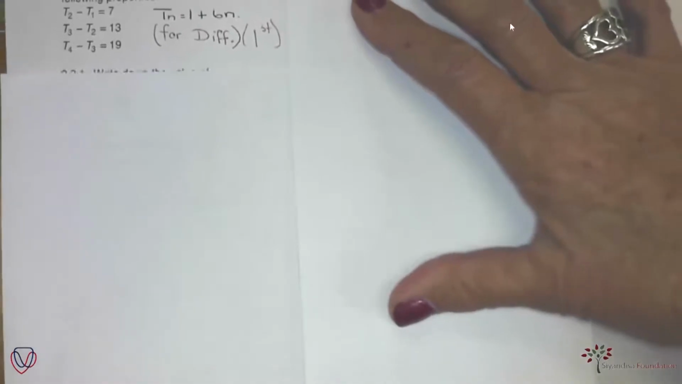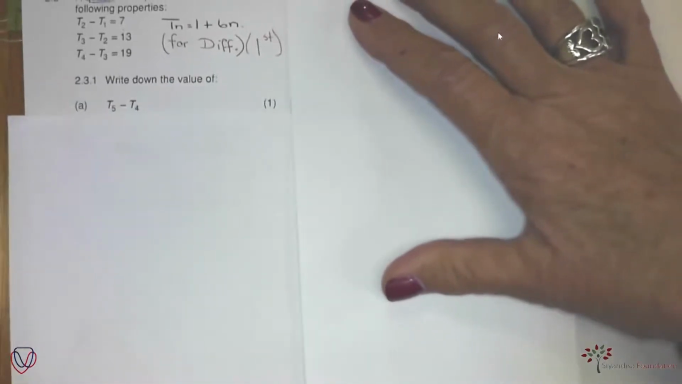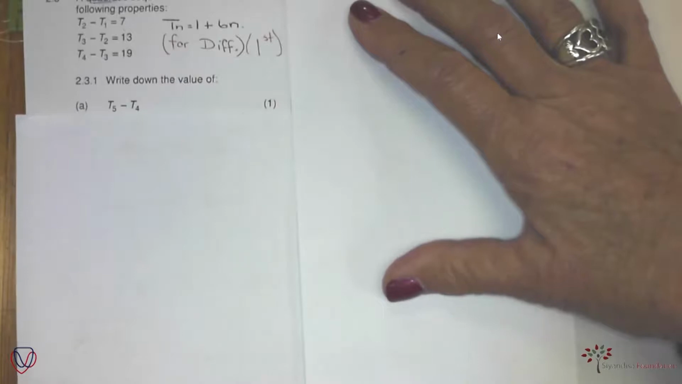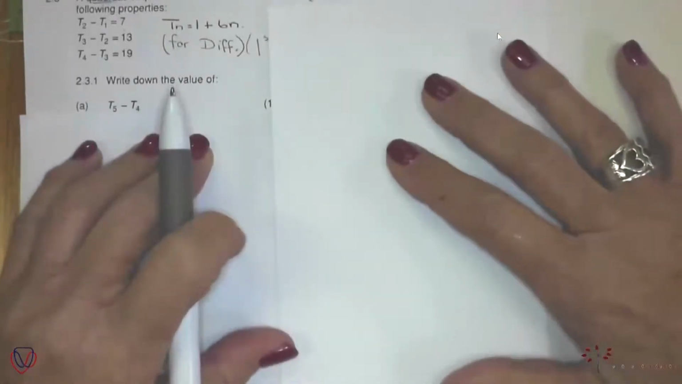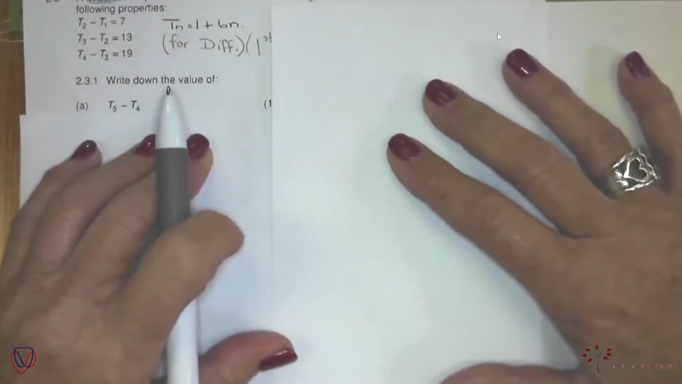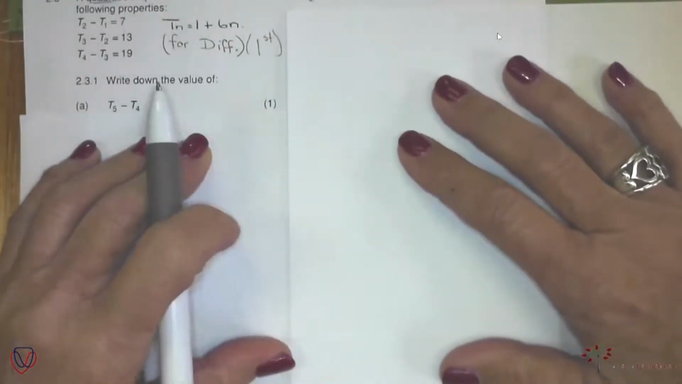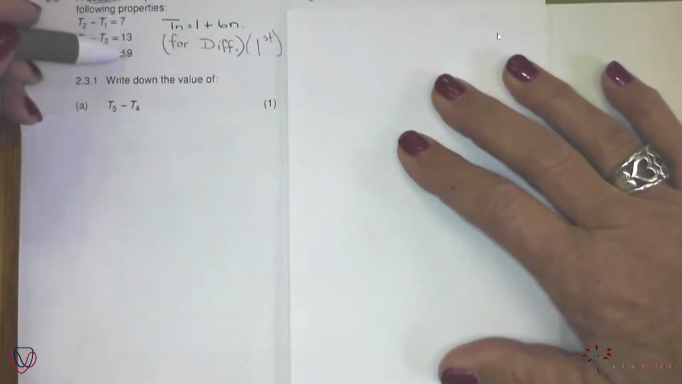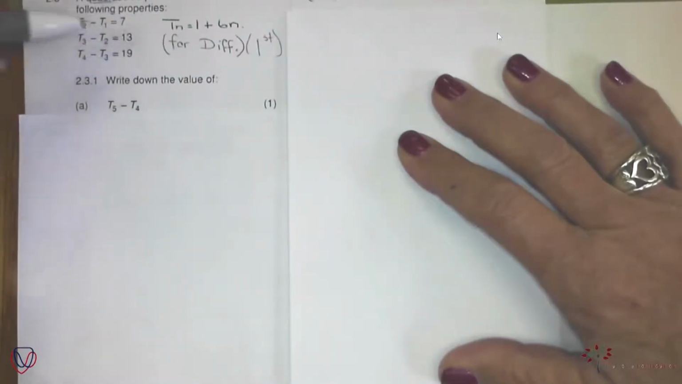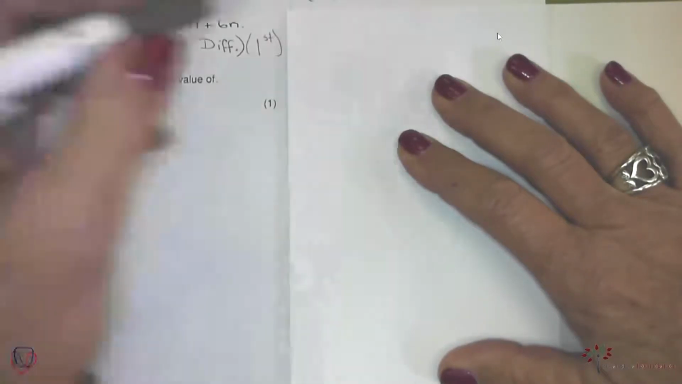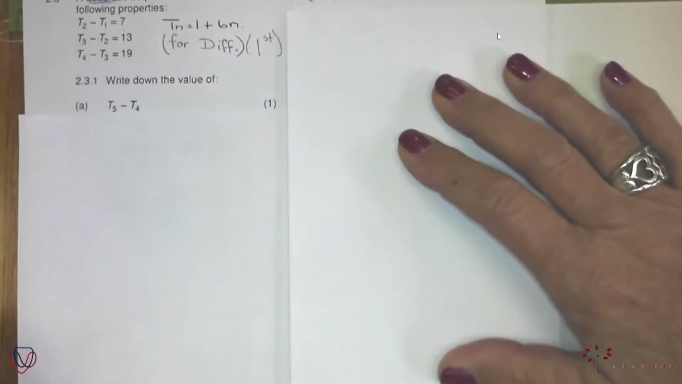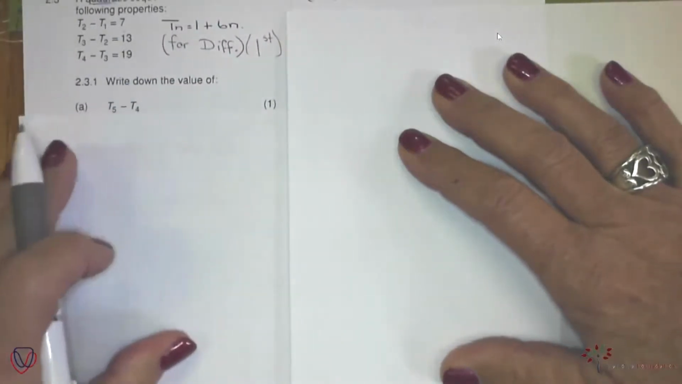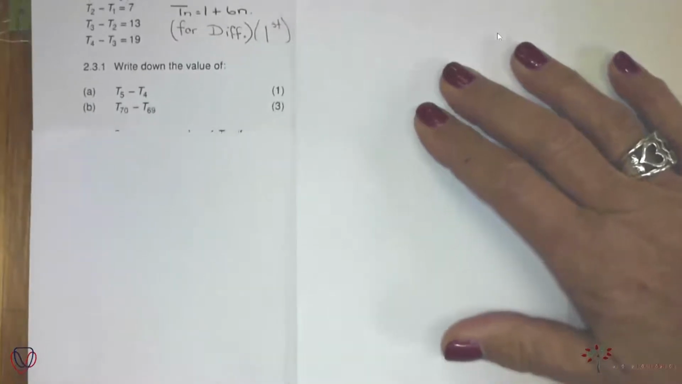Okay. Now the first question here, write down the value of T5 minus T4. Now let's have a look. T5 minus T4. I immediately wrote the answer. Why? Because if you look at this, the difference there is 6. So if I add, T5 minus T4, the difference there will be 25. You just add the 6 there. Okay. Write down the value of the following.